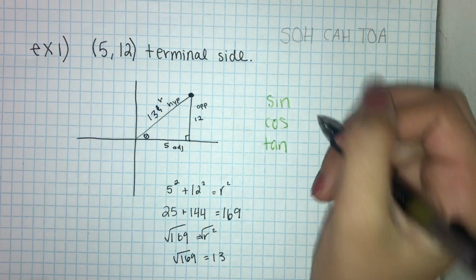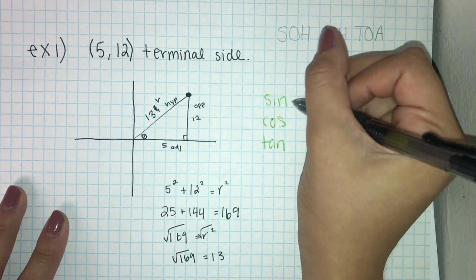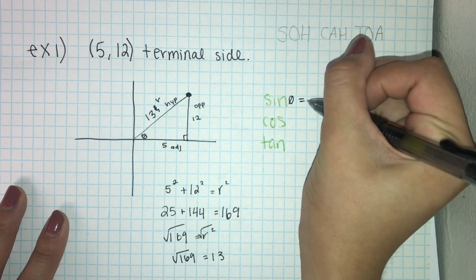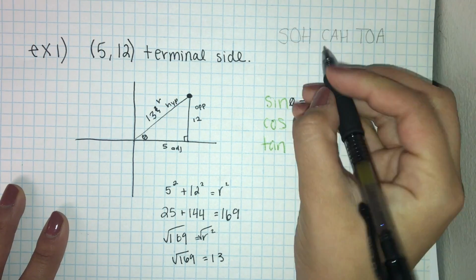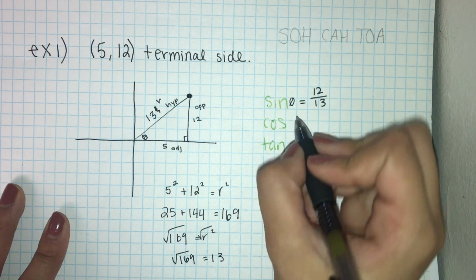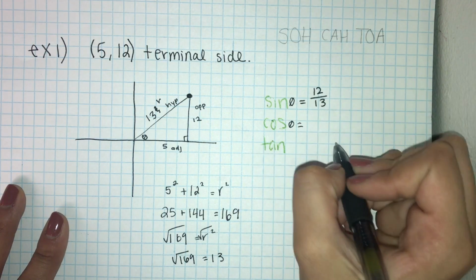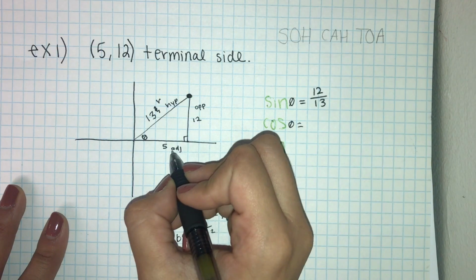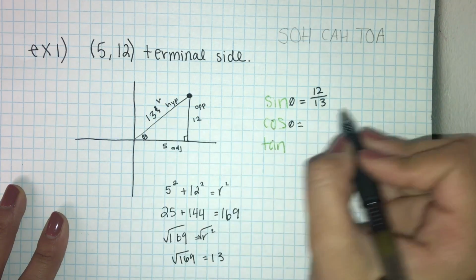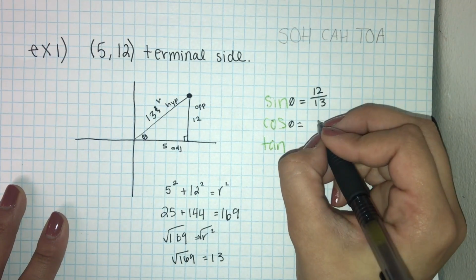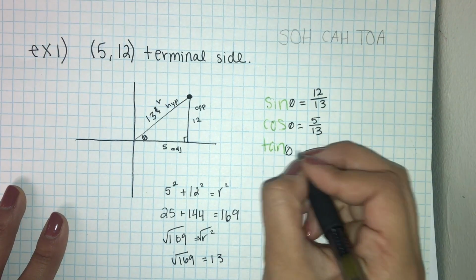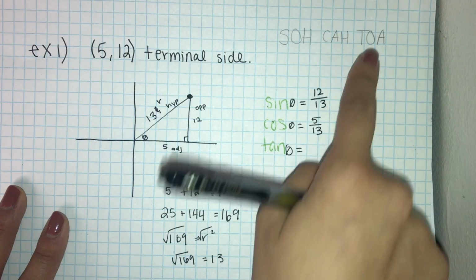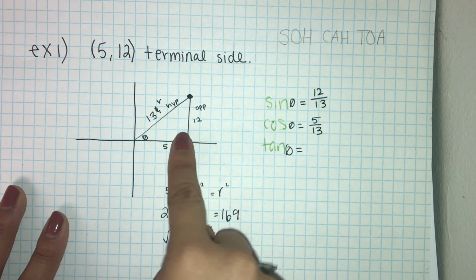So now we can go back to our 3 trig functions. And so opposite over hypotenuse, that would be 12 over 13. Our cosine would be adjacent over hypotenuse. And then our tangent, which would be opposite over adjacent.